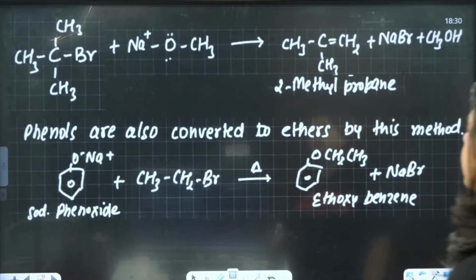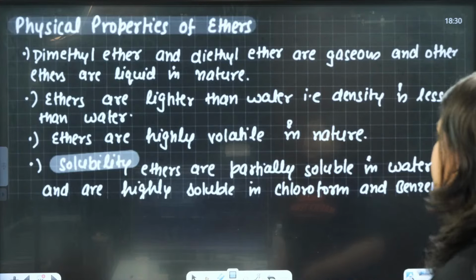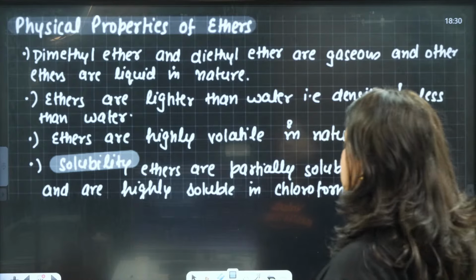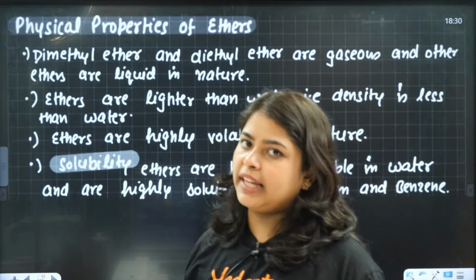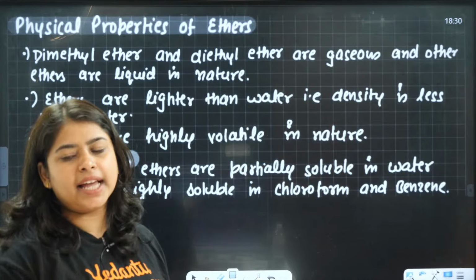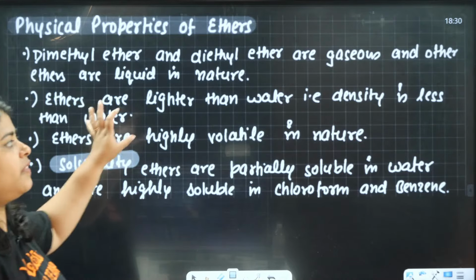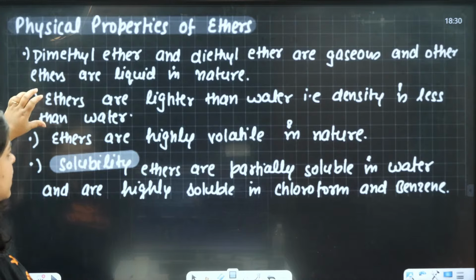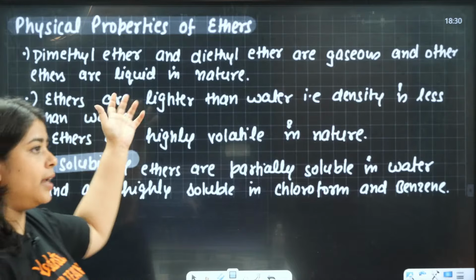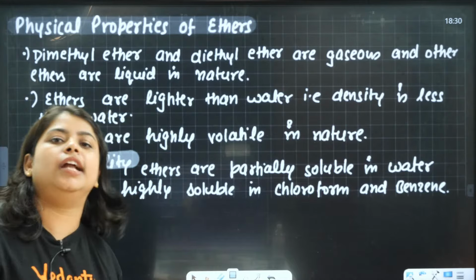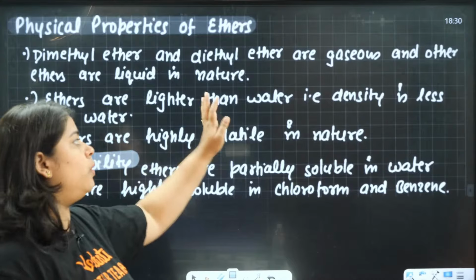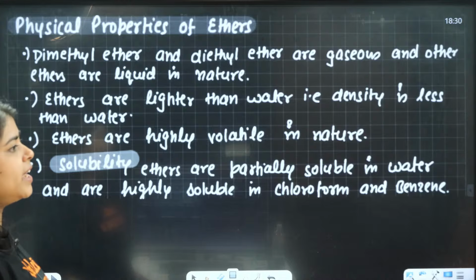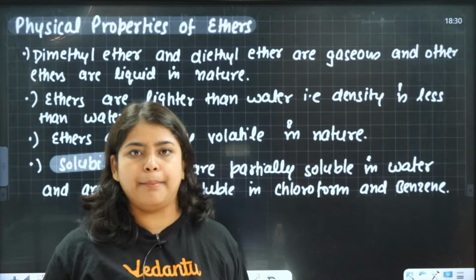Okay, next thing. Physical properties of ether. Dimethyl ether and diethyl ether are gaseous and other ethers are liquid in nature. Ethers are lighter than water, so the density is less than water. The ether's density is also very low compared to water.